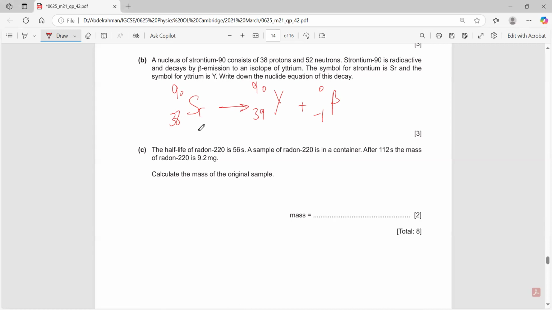The half-life of radon is 56 seconds. A sample of radon is in a container. After 112 seconds, the mass is 9.2 milligrams. Calculate the mass of the original sample.